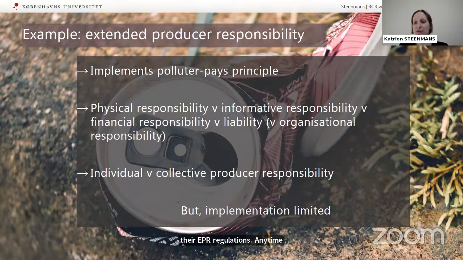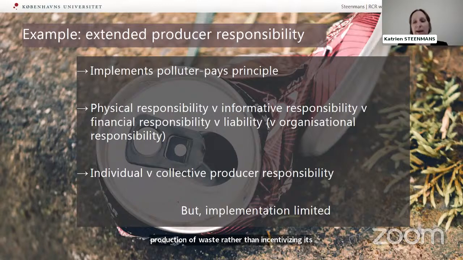As with any concept and measure, there are limitations to it. First, its impact has been limited. There's also been a predominant focus on financial and informative responsibility, whereas it's often thought that physical responsibility and liability would cause the more systemic changes. Part of the reason is that the way that financial and informative responsibility are currently implemented doesn't result in achieving waste minimization, but it essentially creates another market for waste. And in this way, it actually incentivizes the continued production of waste rather than incentivizing its minimization.